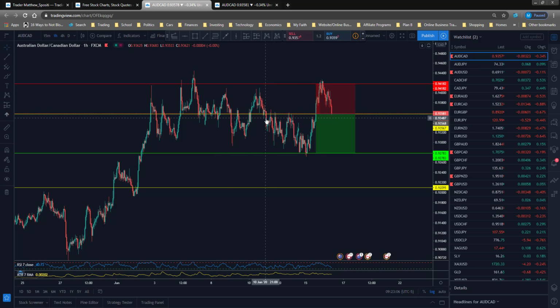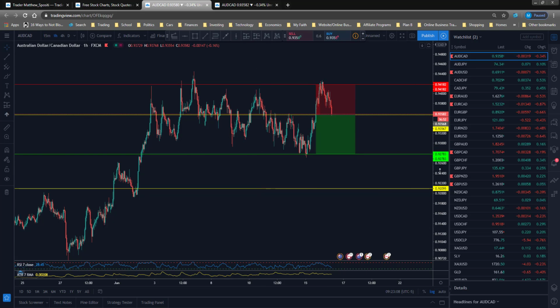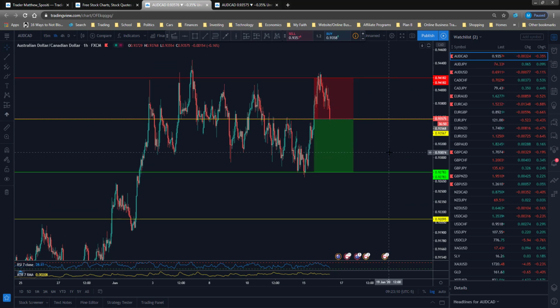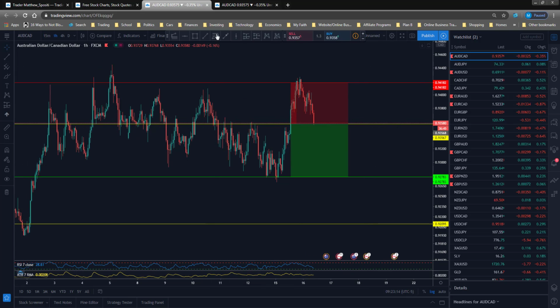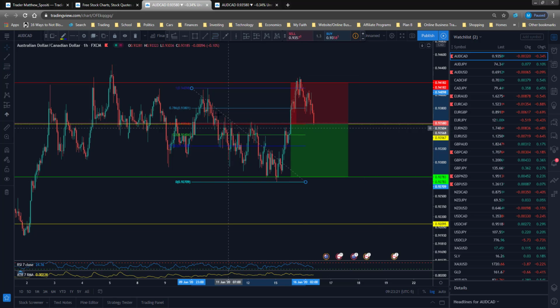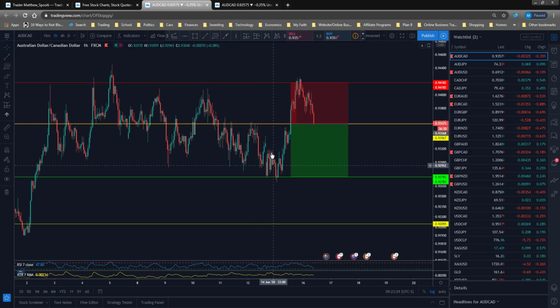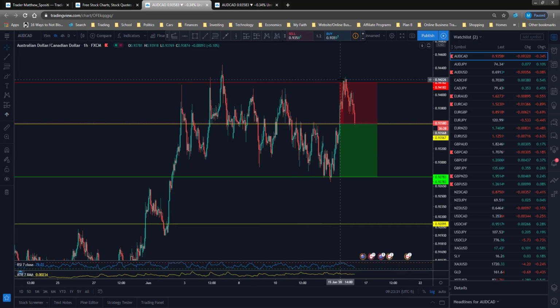Okay, Aussie CAD. Here we are with the Aussie CAD. Again, just like the Aussie USD, we ended up getting stopped out. I decided to measure from a minor structure level right here, this structure high to this structure low. And we got entered at the Fib 618 retracement level, which is also my entry level. Unfortunately, we ended up rallying and breaking structure.